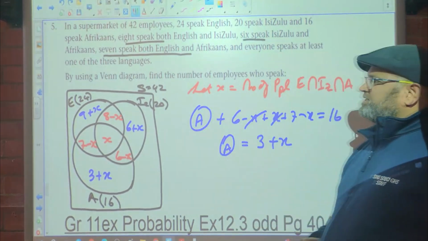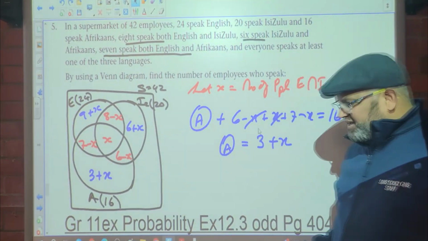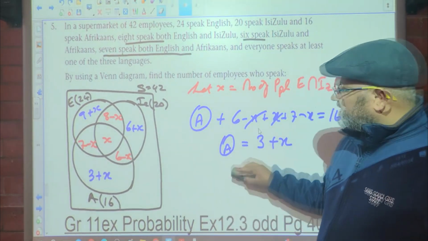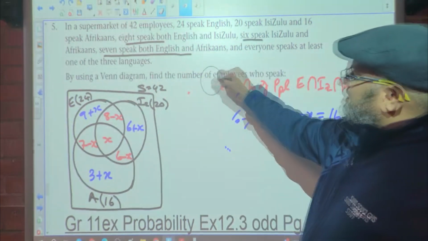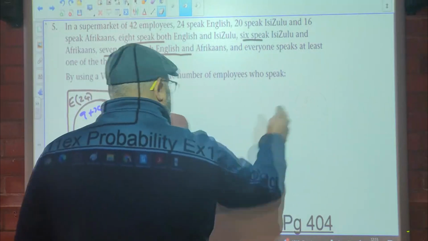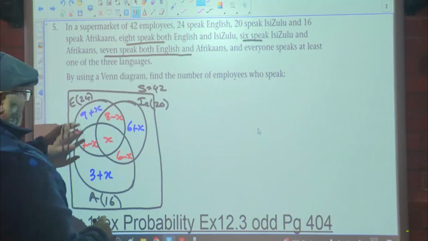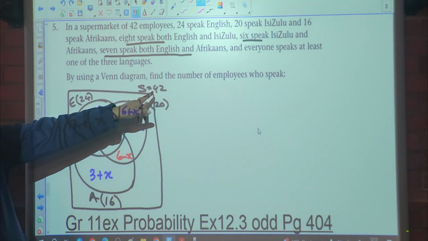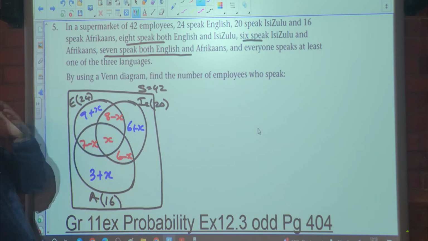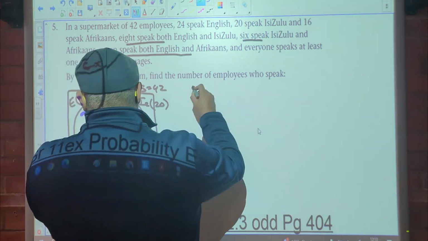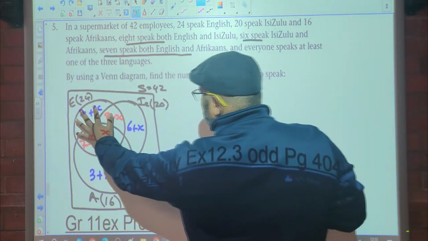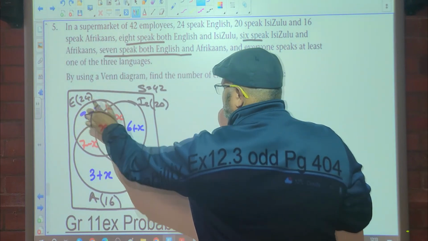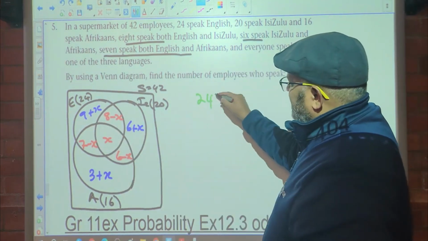Okay. Now since we have that, we can say that all of this here adds up to, if I take all the spots and add it up, what must I get? 42. Can you see that, people? What does all of that add up to? 24.